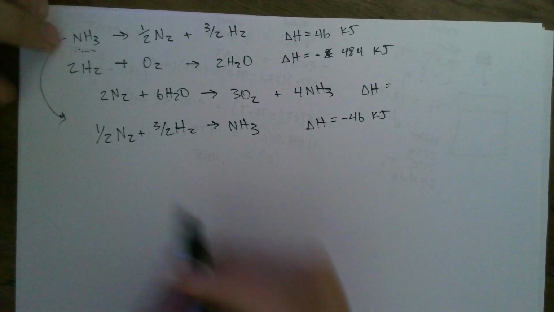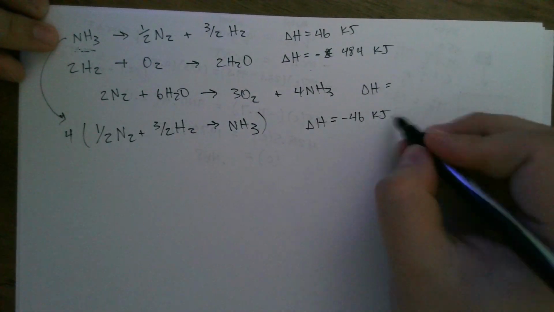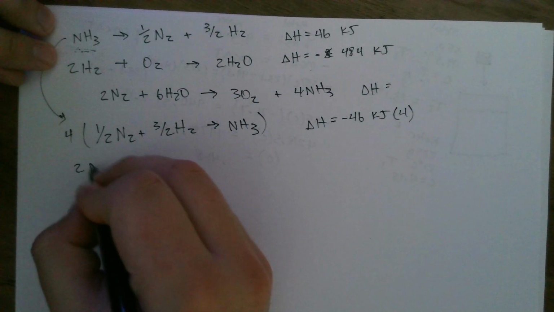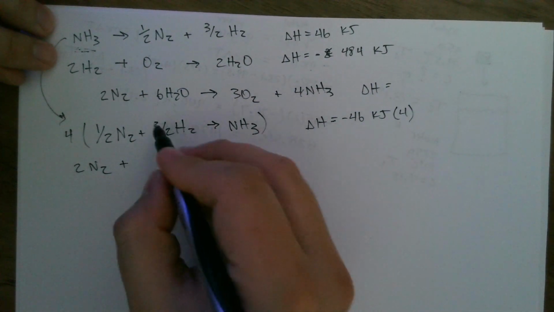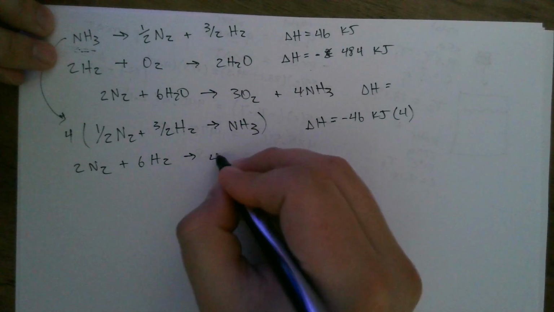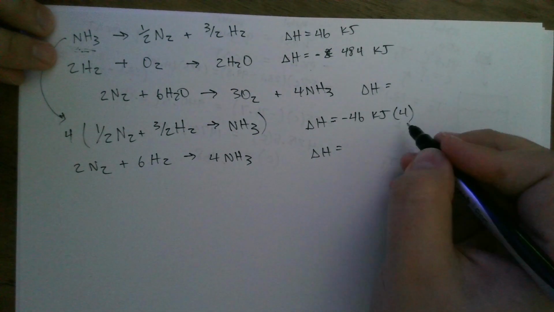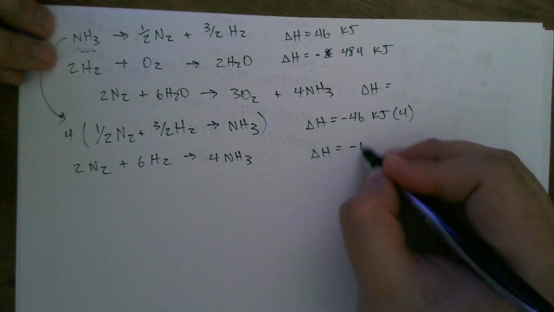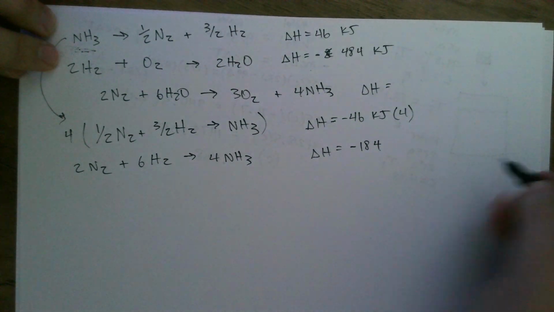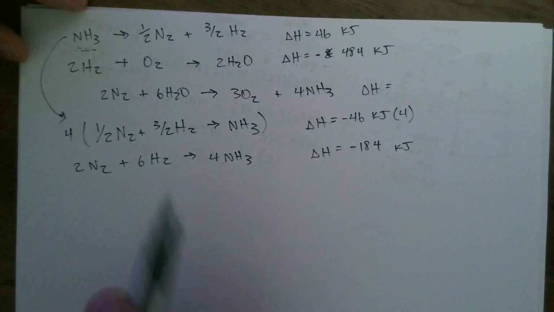Doesn't match up yet. Like I said, we have to multiply this entire thing by 4 to get to 4 NH3s. So we're going to have to multiply this by 4 as well. Multiply all this by 4, this equals 2 N2s plus 6 H2s gives me 4 NH3s. The enthalpy of that, negative 46 times 4, is negative 184. That sounds right. Kilojoules. Okay, so this is my first reaction.